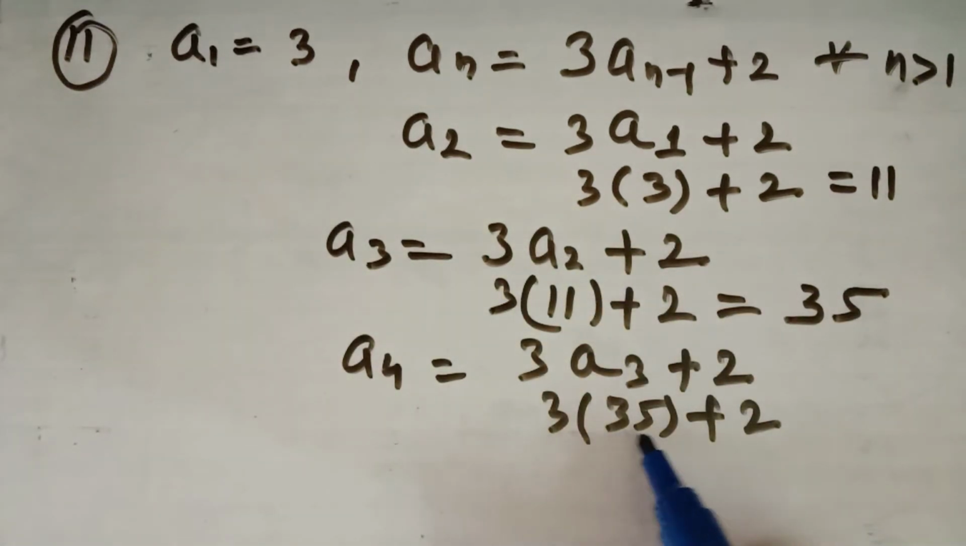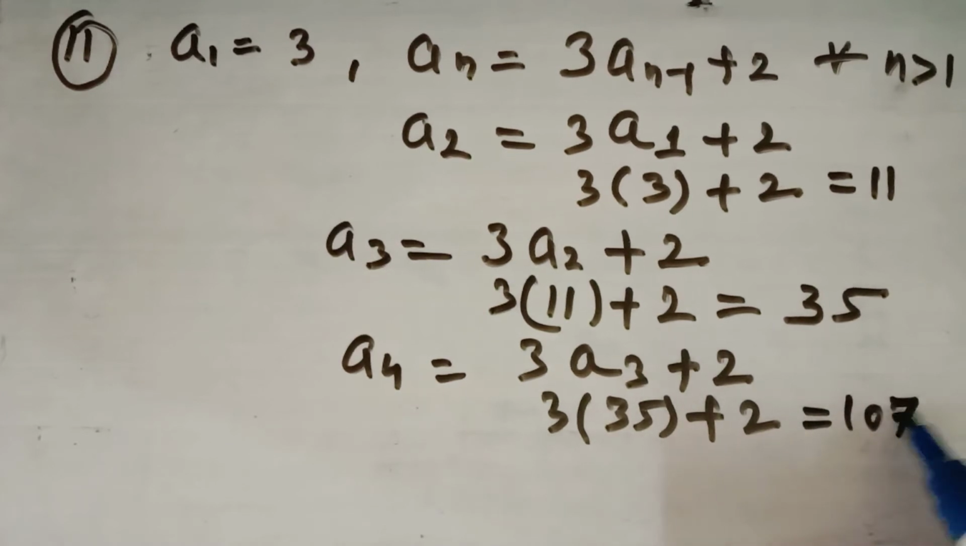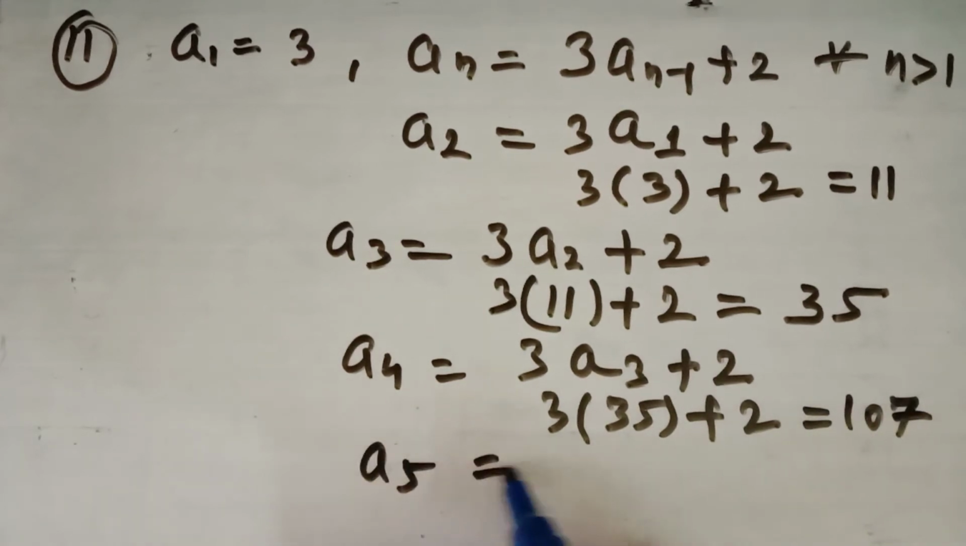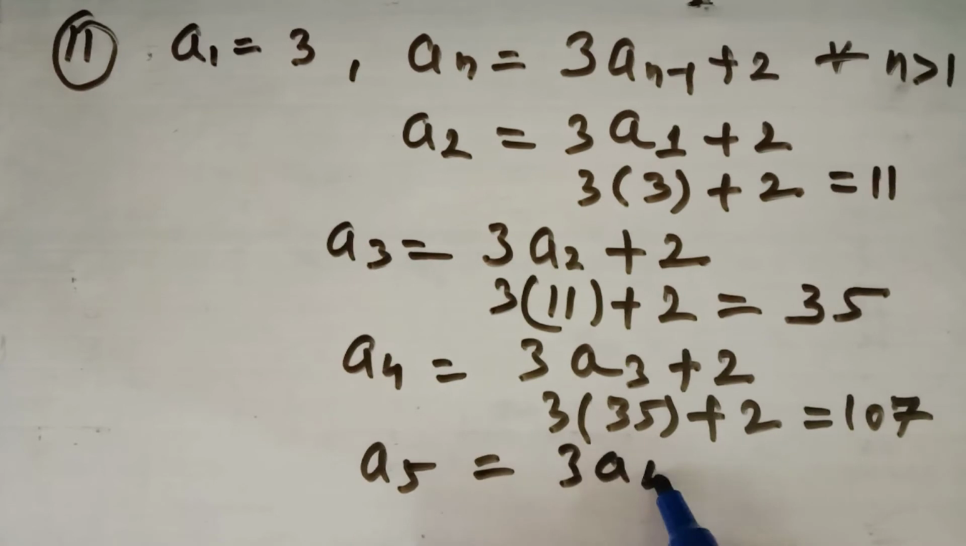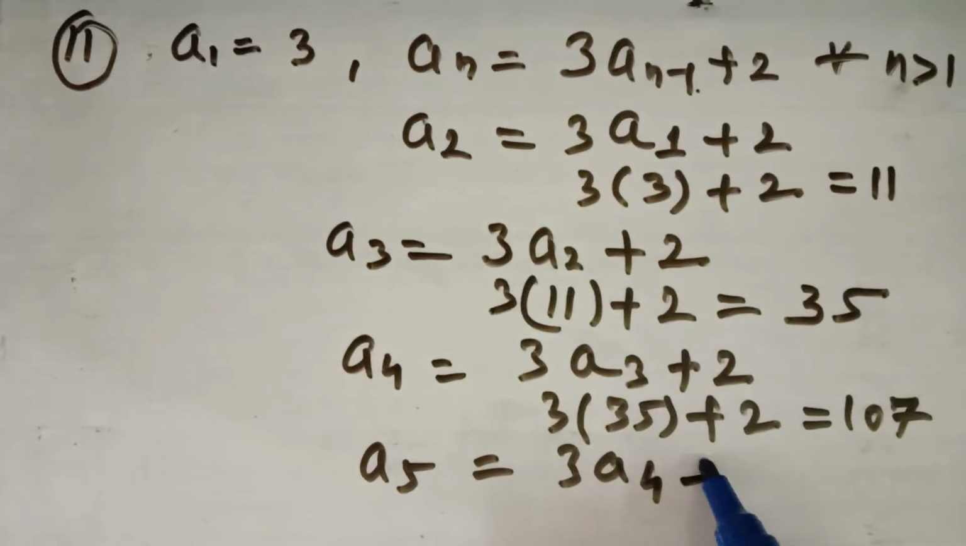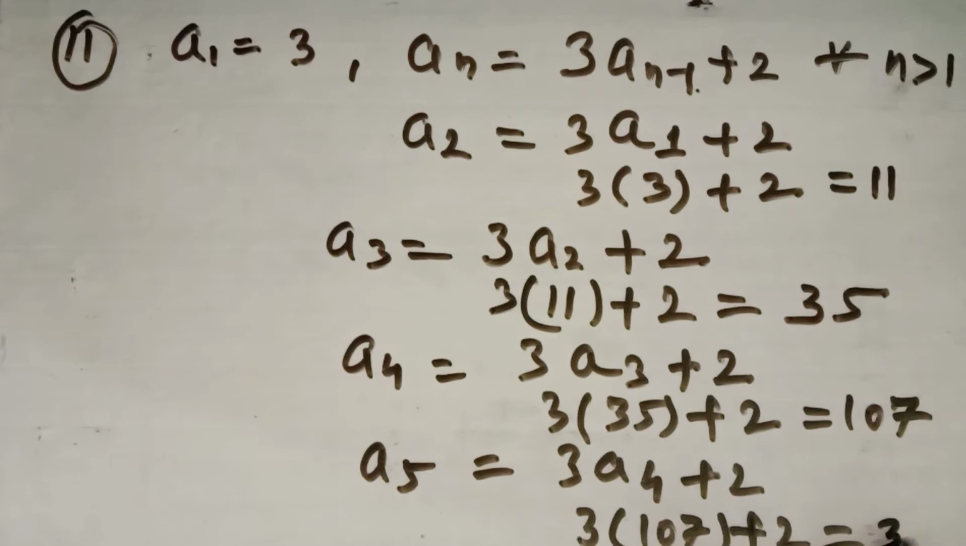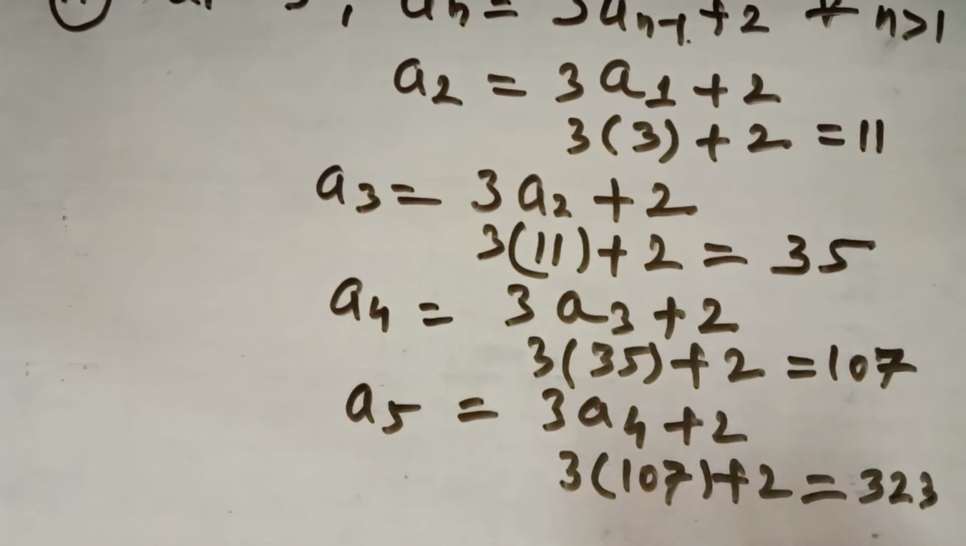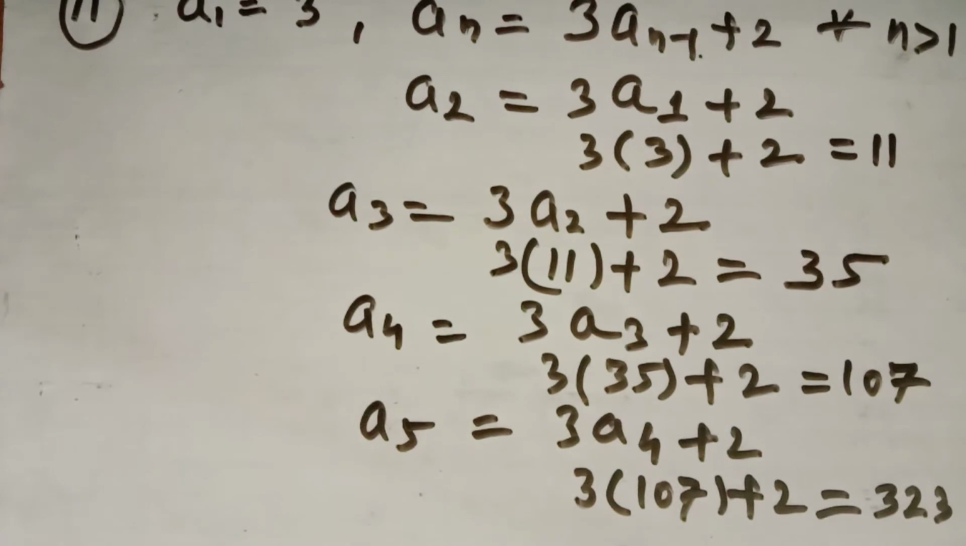So 35 into 3, 105 plus 2, that is 107. Now a5, it will be as usual 3 into a4, that is a5 minus 1, plus 2, that is 3 into 107 plus 2, that is 321 plus 2, 323. So these are the first 5 terms of this given sequence.